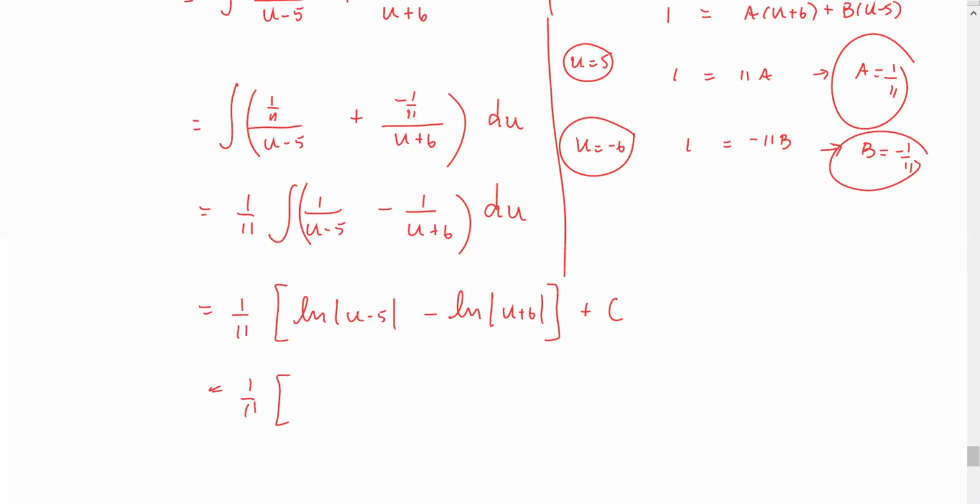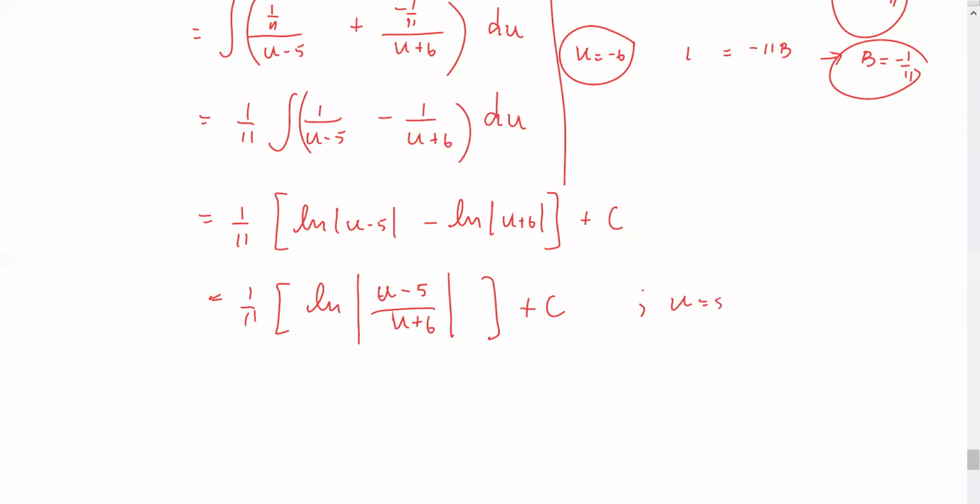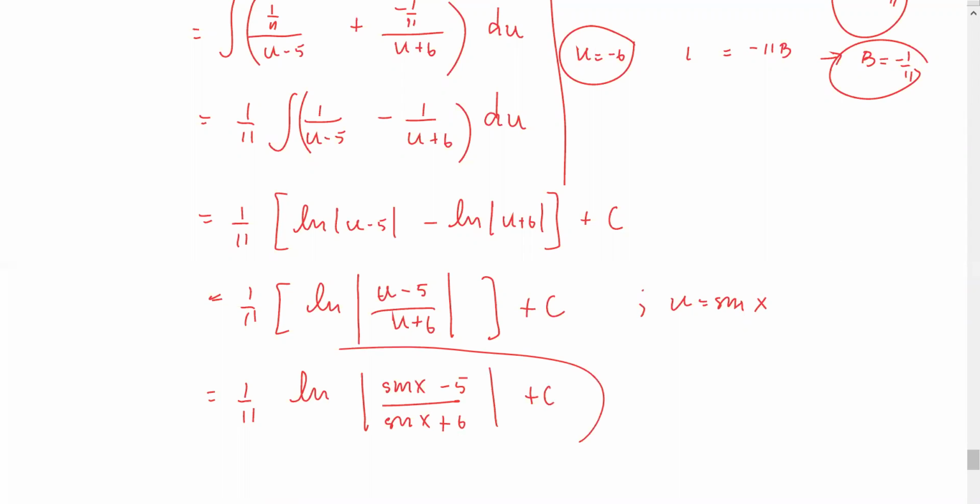Since the difference of two logs is the same as the natural log of the quotient, we have the log of u minus 5 divided by u plus 6, and then plus C. Recall u is sine x. Replace it one more time to get the final result. Now we have 1 over 11 times the natural log of the absolute value of sine x minus 5 divided by sine x plus 6, plus C.